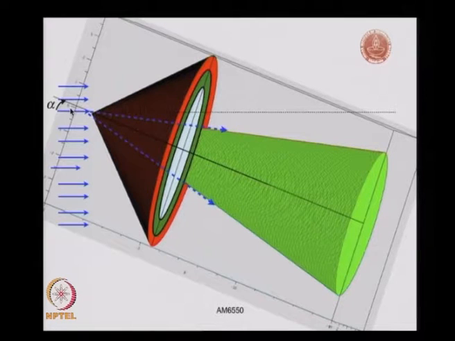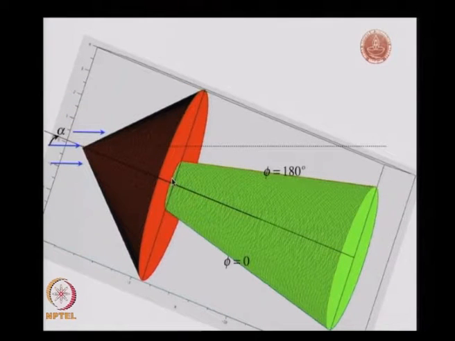Now, we said there will be two streamlines, one right at the top and one at the bottom, and then the rest of the streamlines will basically behave like this. Okay. Let us discuss this a little bit more.